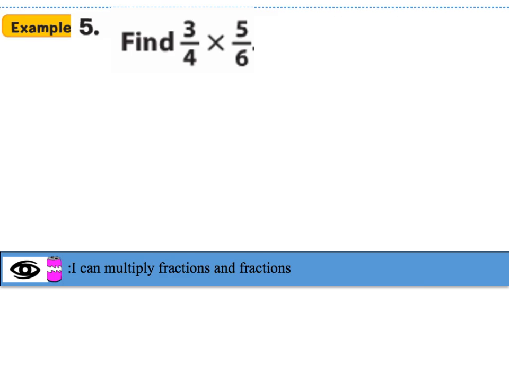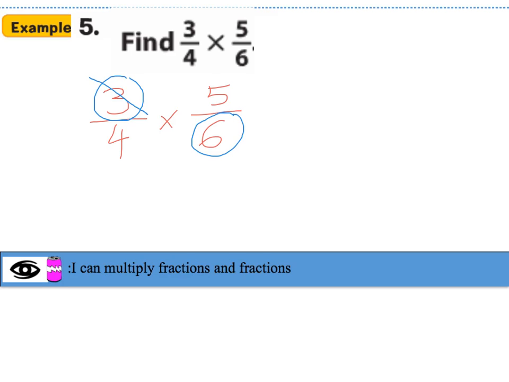So here's example 5. It says find 3/4 times 5/6. I'm going to rewrite the problem. 3/4 times 5/6. So yes, I could multiply straight across, but what I do notice is I can cross-reduce. So I'm going to take a look at this number 3 here as my numerator and this 6 as the denominator. I'm going to ask myself, can 3 go into 3?